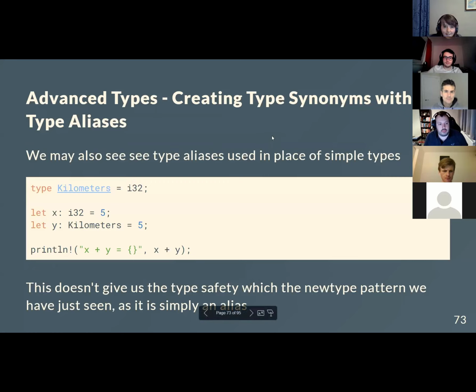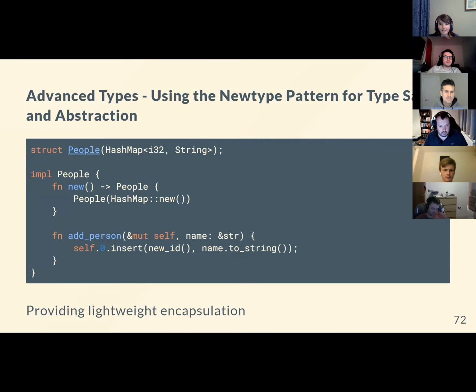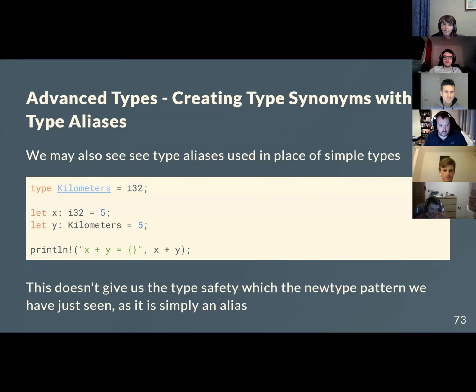Brings us on to the next section, creating type synonyms with type aliases. So this is different to what we've just seen there with the new type pattern, because we're not creating a new type here. We're just using an alias. So this doesn't give us any of those safety concerns like we got with millimeters and meters. If you've written type kilometers is an i32, and you also wrote type meters equals i32, you could add together kilometers and meters and it wouldn't complain, even though you've got the scale wrong. But it would maybe be a bit easier to see what you've done wrong. So it can still be useful in certain cases, but it definitely doesn't give you the protection of the new type pattern.